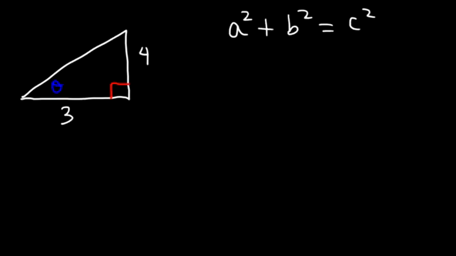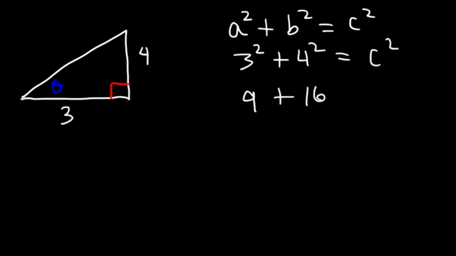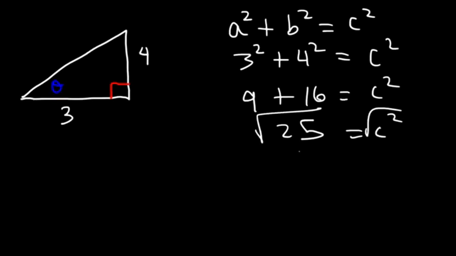A squared plus B squared is equal to C squared. So A is 3, B is 4. And we have to find the missing side, C, which is the hypotenuse. 3 squared is 9, 4 squared is 16. 9 plus 16 is 25. And if you take the square root of both sides, you can see that the hypotenuse is 5.